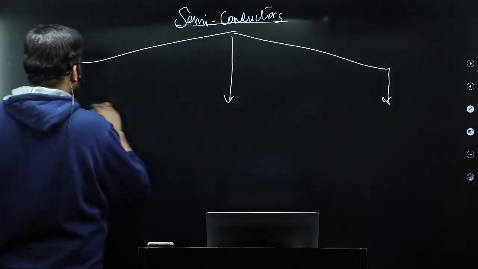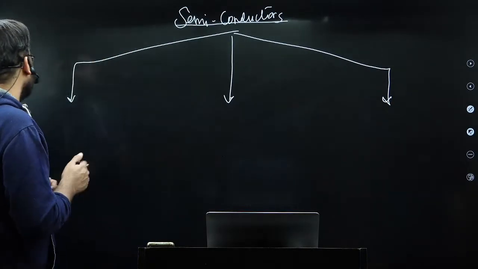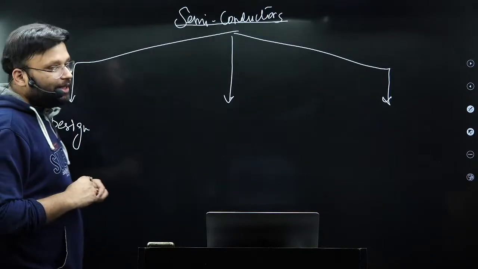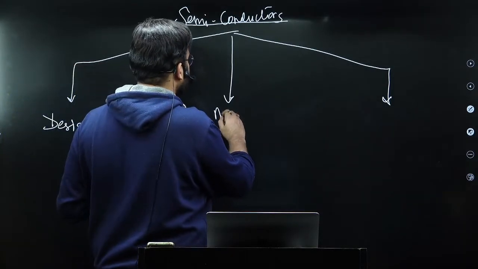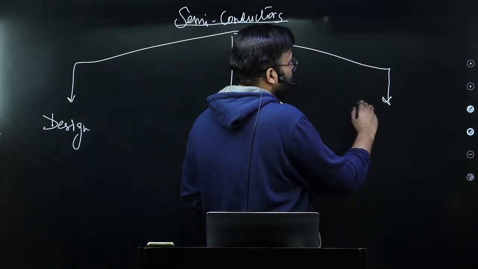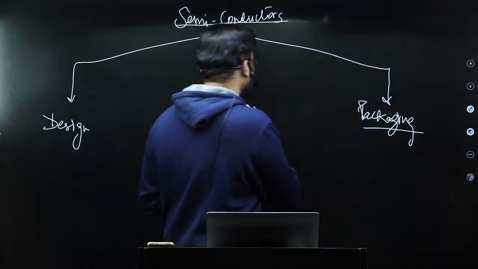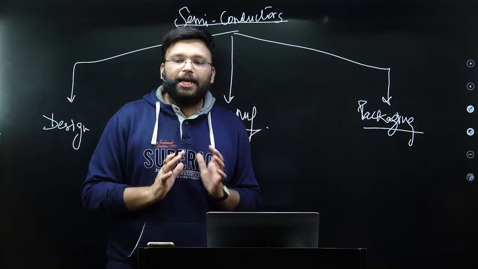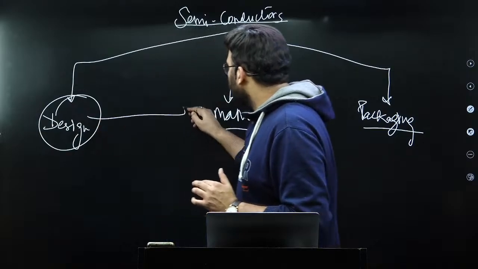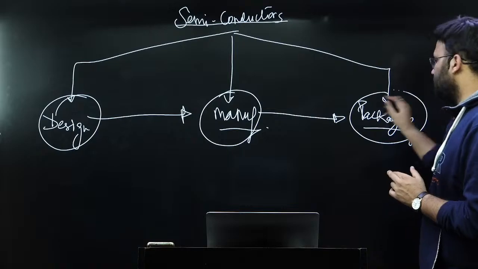So there are three supply chains. There are three stages of the supply chain of semiconductor production. The first one is design. The second one is manufacturing or production. And the third one is packaging. Now, what is the complexity of this three-stage supply chain? This is the first stage, then this is the second stage, then this is the third stage.